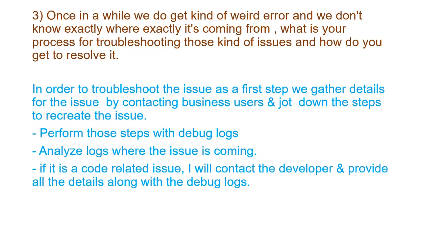In order to troubleshoot the issue, as a first step, we gather details for the issue by contacting business users and jot down the steps to recreate the issue and perform those steps with the debug logs. Then we analyze the logs to see where the issue is coming from. If it is a code related issue, then you probably contact the developer and provide all the details along with the debug logs.